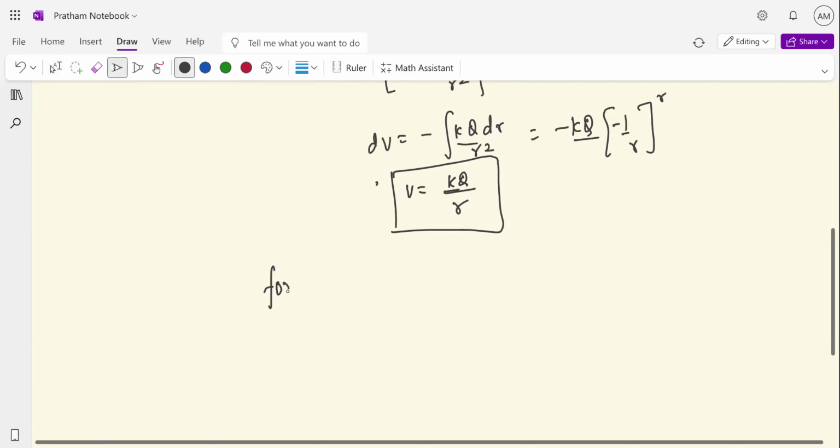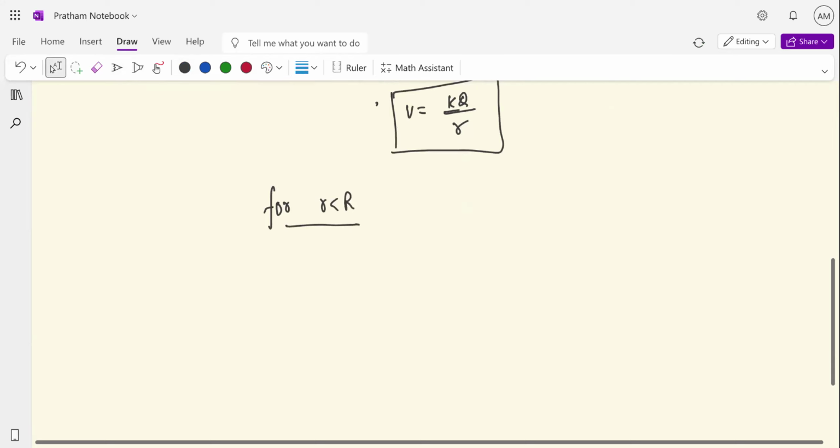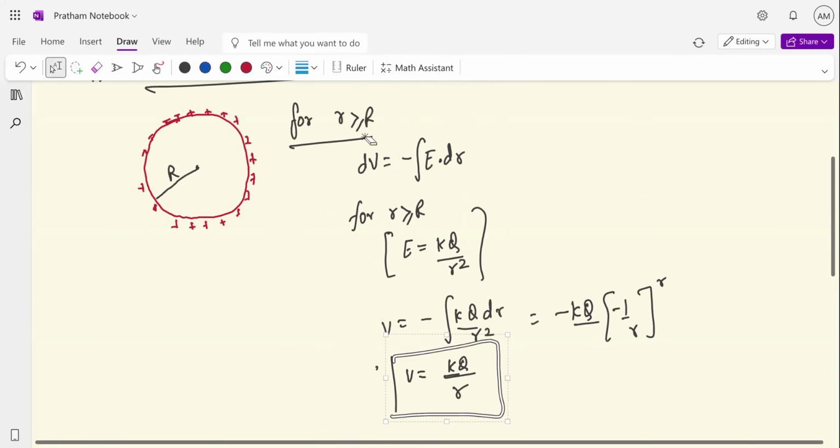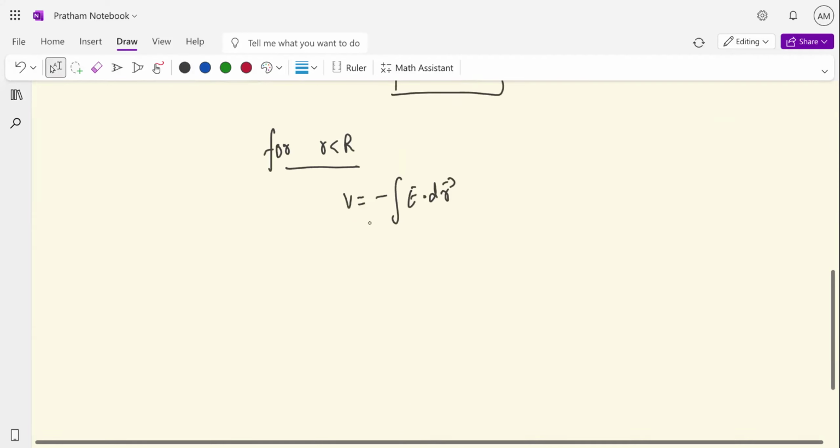Now I have to calculate for r less than R. Okay. So again, what is the value of electric potential? V is equal to minus integral from 0 to R of E dot dr, right? Okay, wait, it should not be dV there. I just made a mistake. So this is the integrated portion. Now it's fine. Okay, now I have to calculate the potential inside.